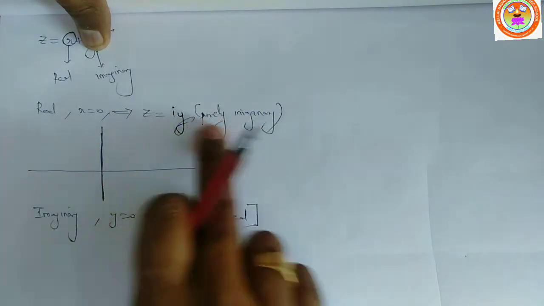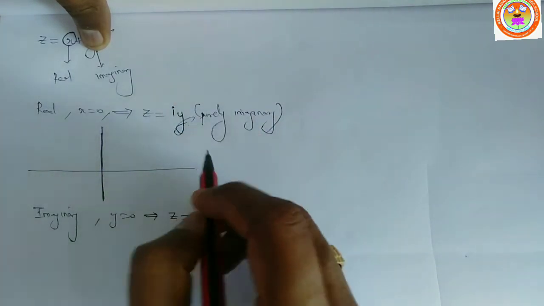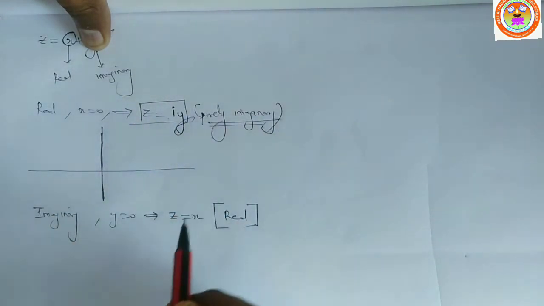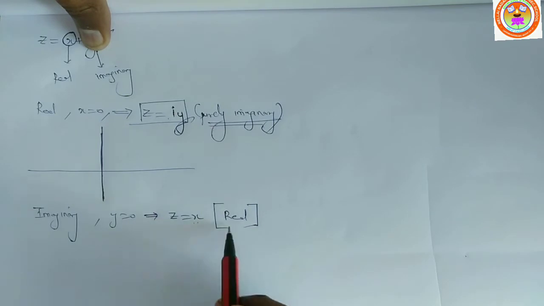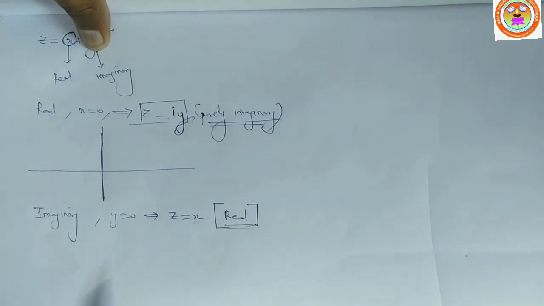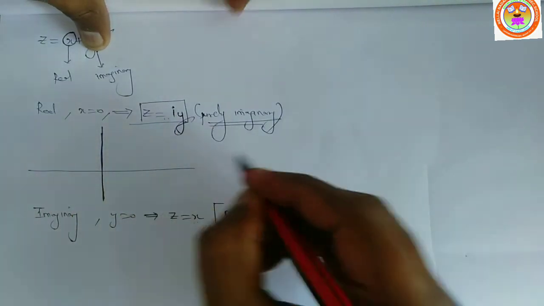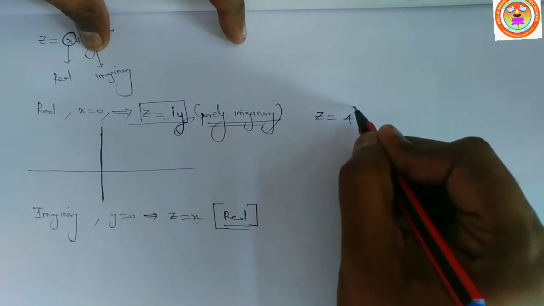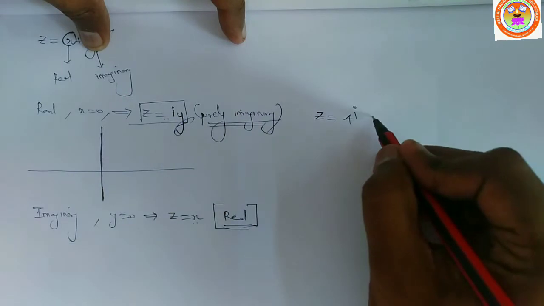This is called purely imaginary: z is equal to iy, if there are no real values, then it is purely imaginary. If there is no imaginary value, it is real. Listen once again, I can give a few examples also. Z is equal to 4i. How can I write this 4i?